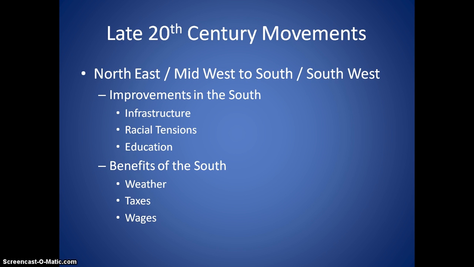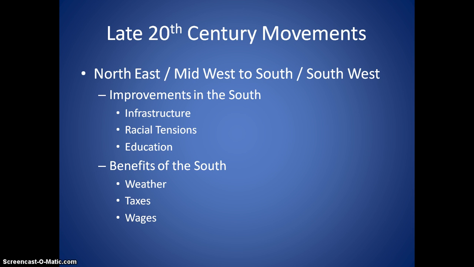And so a lot of this right here is what we've already expressed in the previous slide. So you have these improvements to the South, which I mentioned, improvements in infrastructure, so highways and the major airports, especially like Atlanta Hartsfield, Jackson Airport, improvement in racial tensions, improvement in the education level of the South and the workforce in the South, and then other benefits in the South.